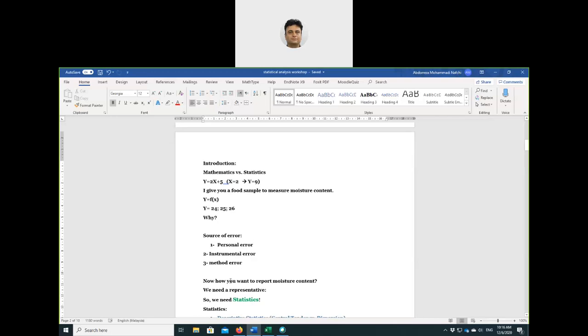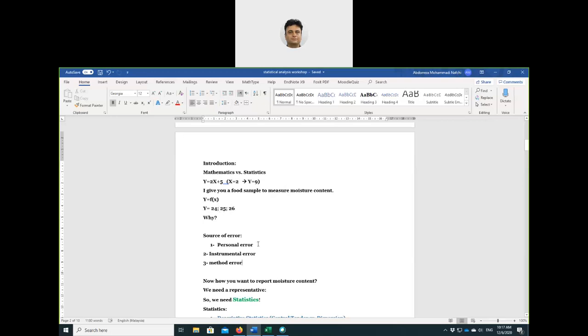Now, how do you want to report moisture content? Here, if x is equal to 2, you exactly put y equal to 9. But here, if I measure and get this data, 24, 25, 26, how am I going to report the moisture content? Should I report 24, 25, 26, or do we need a representative? I think we need a representative here.